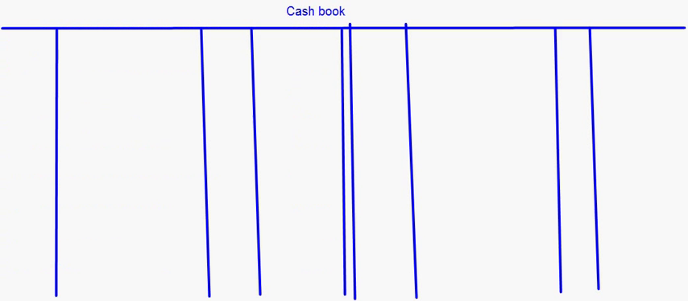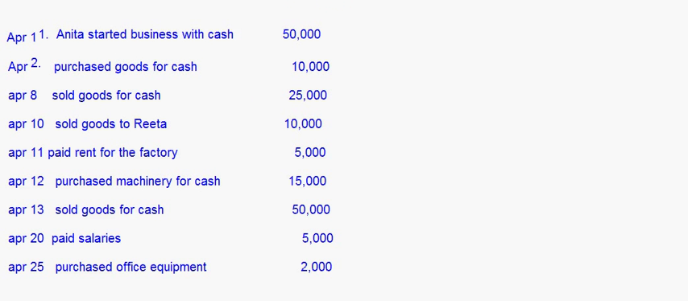April 1st, that is the opening balance, right? So here you write April 1st. Anita started business with cash, so that is the capital she is introducing. So here you will write to capital account, right, and the amount is 50,000, right.